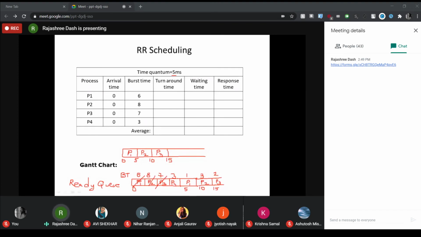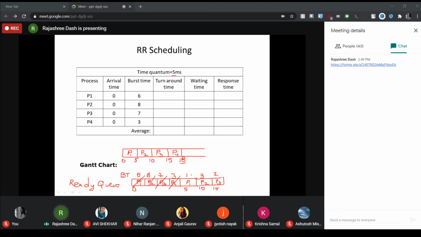After P3, the next process in the ready queue is P4. So now P4 will be allocated. For P4, the burst time is 3, which is less than one time quantum. So after 3 milliseconds, when P4 has completed its execution, it will simply release the CPU. That means P4 will continue up to 15 plus 3, that is 18. After P4 has completed, there are 3 processes, P1, P2, P3, in the ready queue.